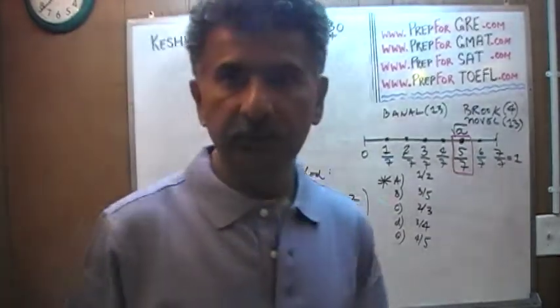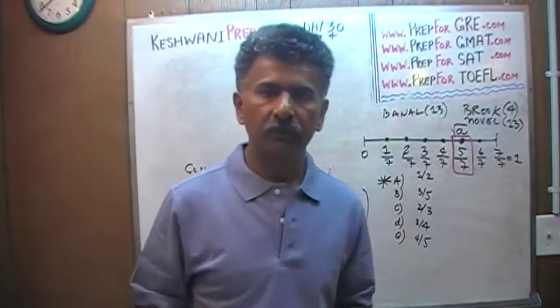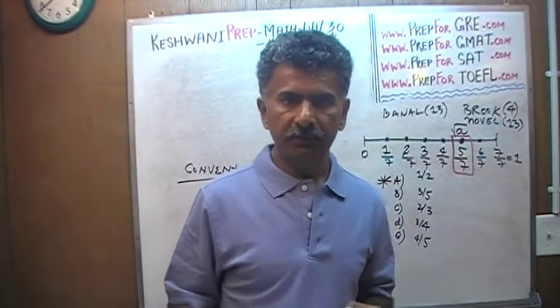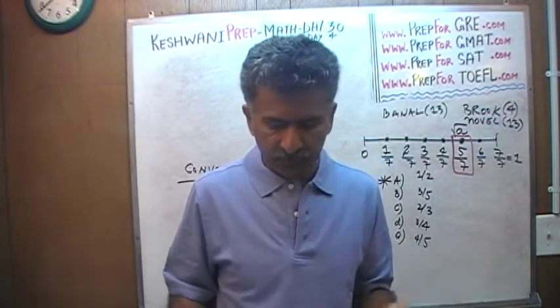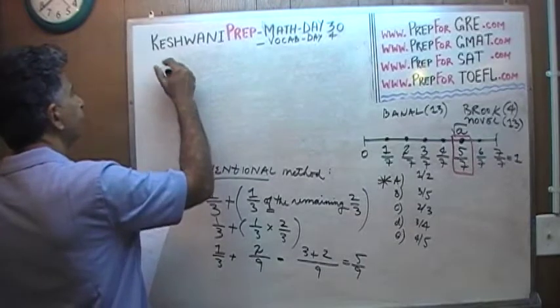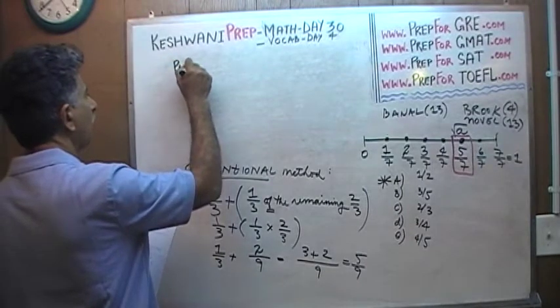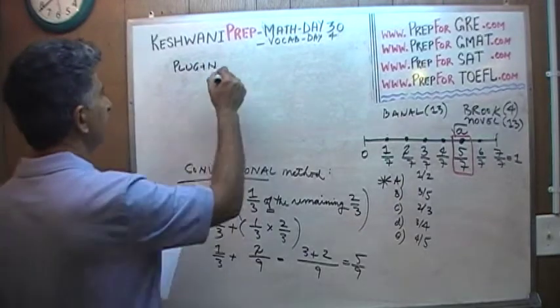What you do in the plugging in method is that you start playing with numbers. That's why the method is called plugging in. You just plug in numbers and see what works. And if it doesn't work, the hell with it, you try a different number. You just play with it, see what happens. So there's a plugging in method. Plugging in is how I would have done it in the exam.